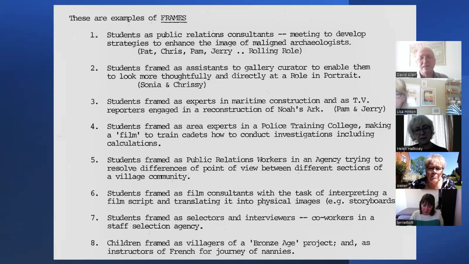I think we can decide easily on students framed as film consultants with the task of interpreting a film script and translating it into physical images, storyboards. But I think we can say easily that that is artists. Children framed as villagers of a Bronze Age project, it depends on what their actual tasks are, whether they're simply participants who are being observed or whether they're making a record of their own work.